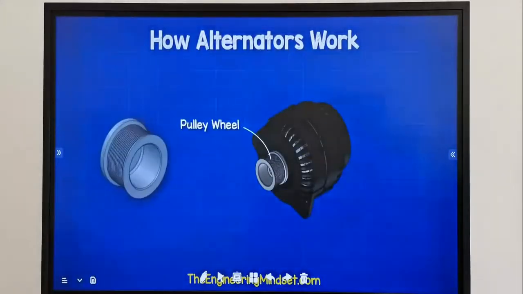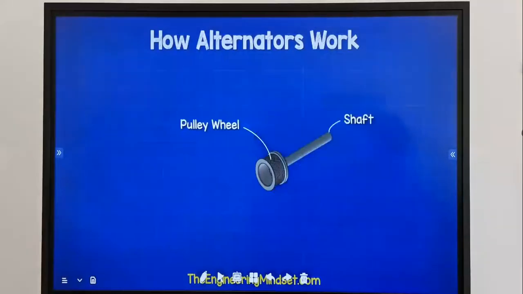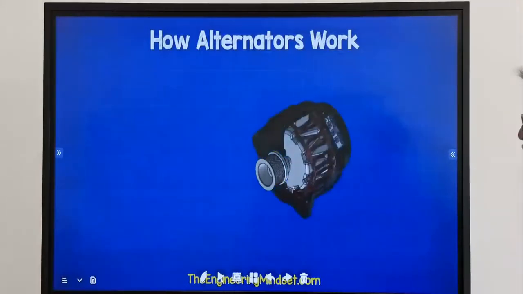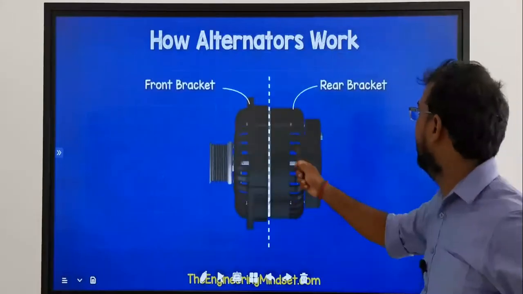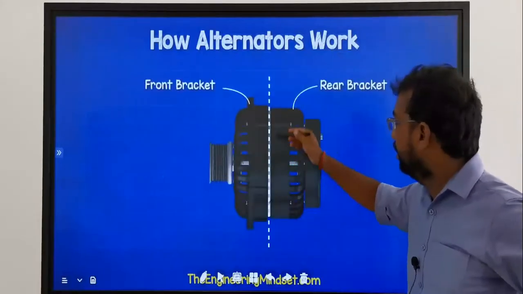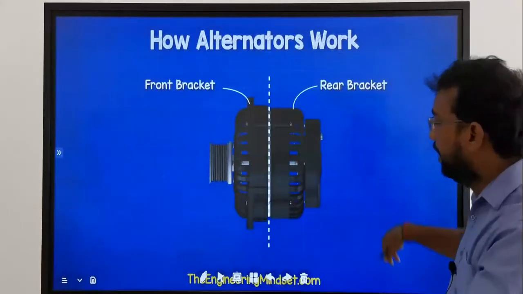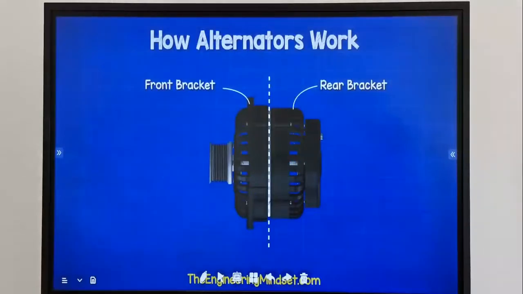So now this is the alternator. The pulley is connected with the belt. So there's a shaft. This is a front bracket, and this is a rear bracket. We can remove the nuts and separate each bracket.